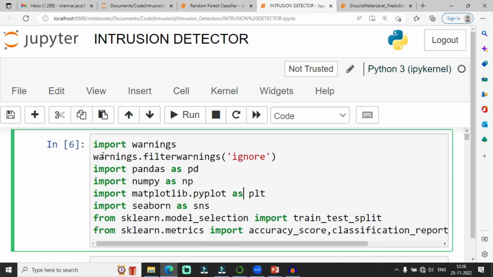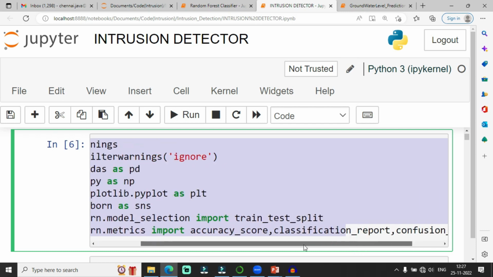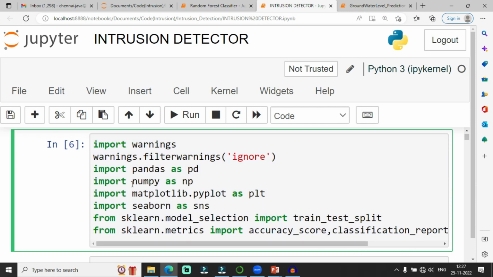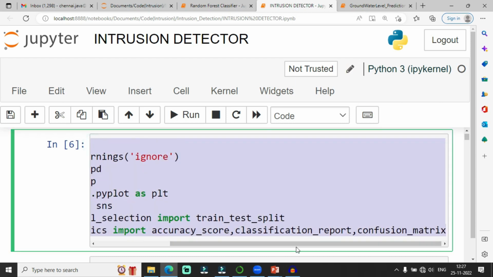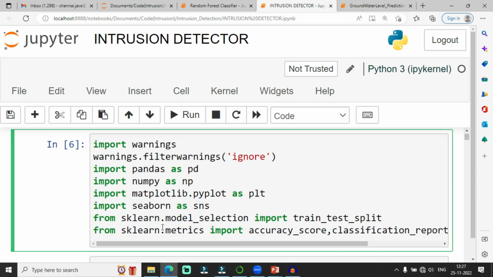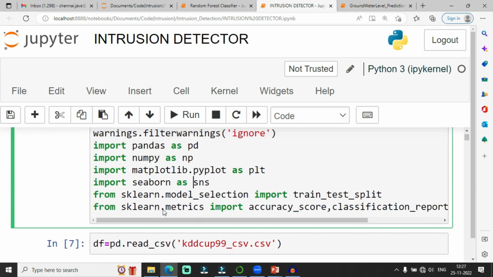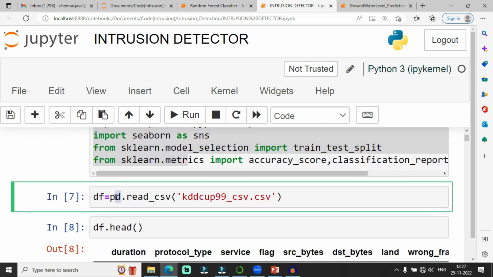Next I am going to discuss the implementation of this project: how intrusions are being detected by employing these machine learning models. Firstly I need to import the essential libraries. After importing the essential libraries, using the alias name and the dot operator, there is an inbuilt function called the read CSV function.